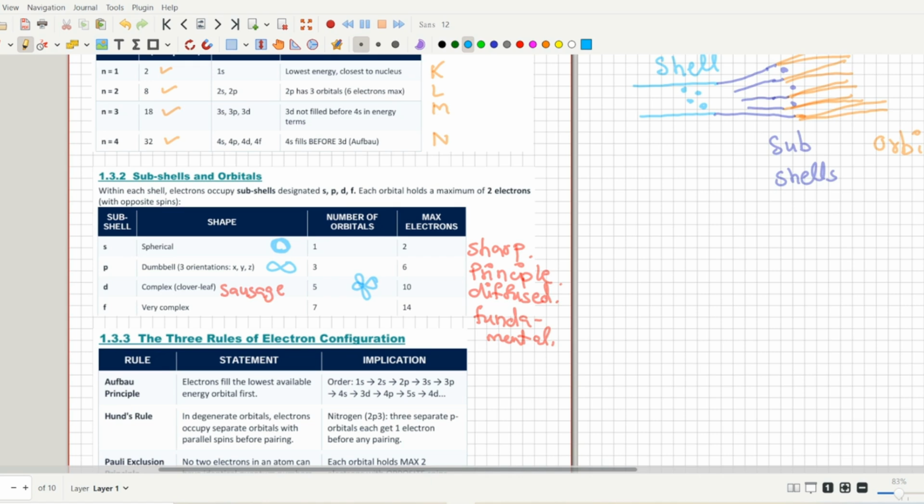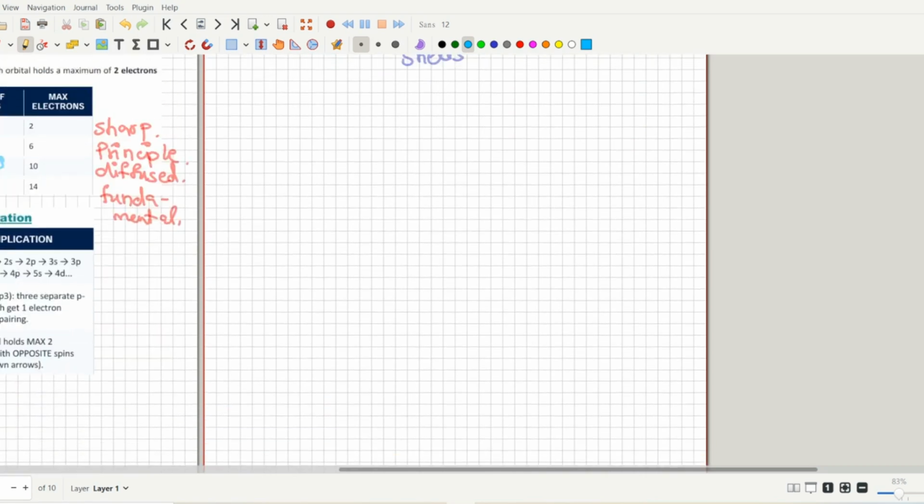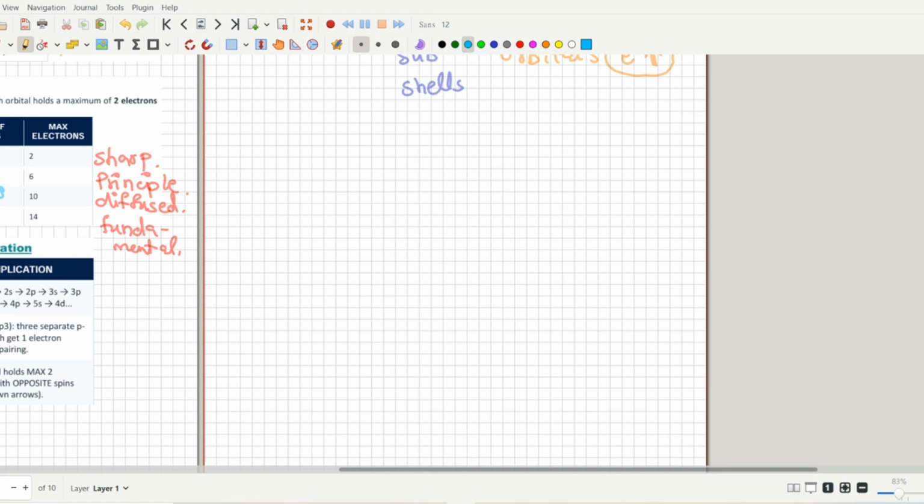So let's move on to our next topic, that is quantum numbers. After understanding quantum numbers, you will have a better understanding of shells, subshells and orbitals. The first quantum number that you have to study is the principal quantum number. The principal quantum number is the first quantum number.